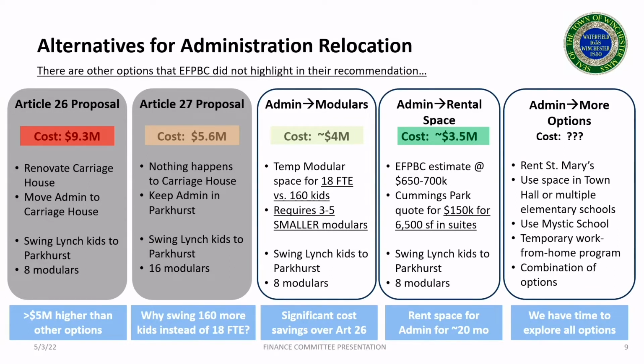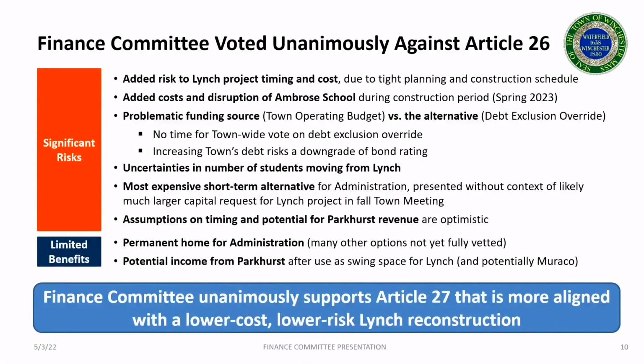The only timely decision that's required is providing swing space for Lynch. So that's why the Finance Committee voted unanimously against Article 26. It's added risk to the Lynch project, timing and cost, added costs and potential disruption of the Ambrose School, problematic funding sources using the town operating budget versus the alternative, which would be a debt exclusion override. There's no time, we think, for a debt exclusion override vote, but increasing the town's debt risks a downgrade of the bond rating, which has serious financial consequences.